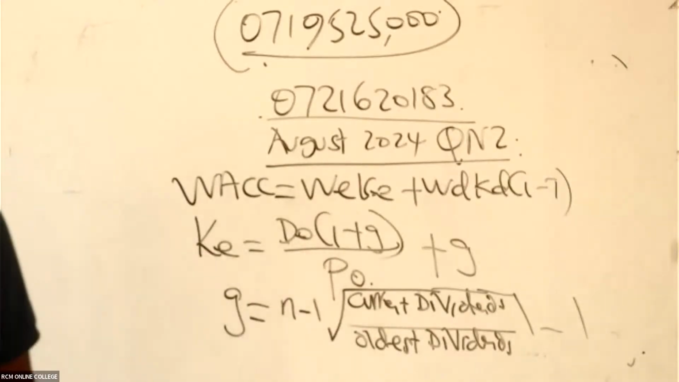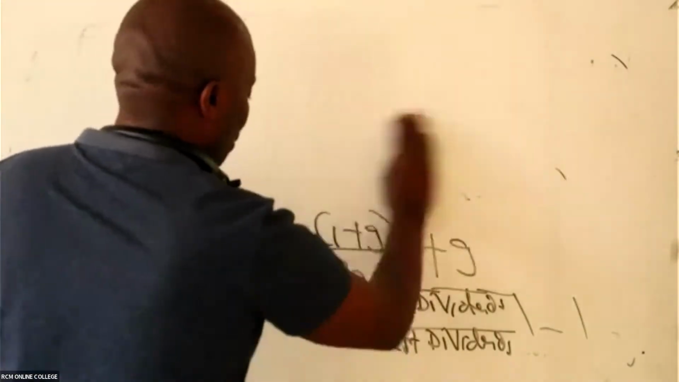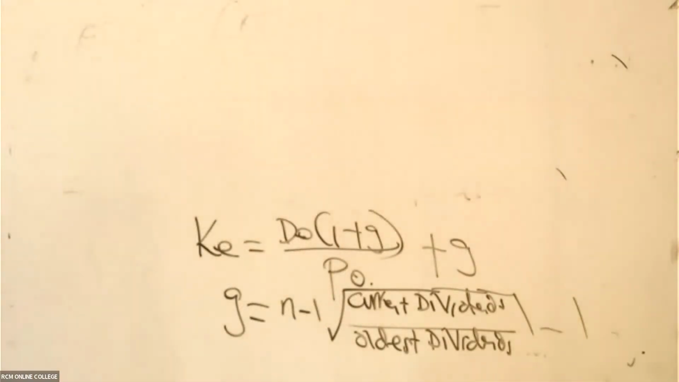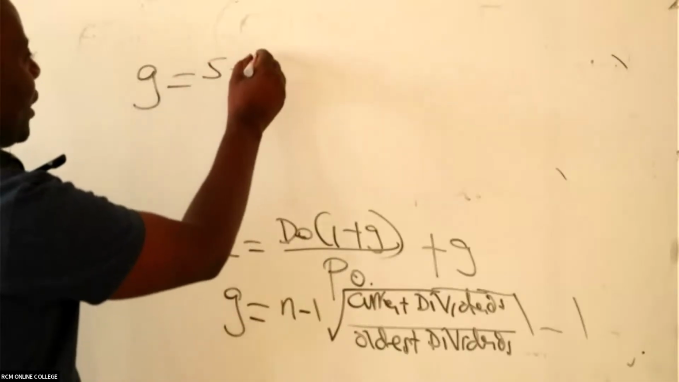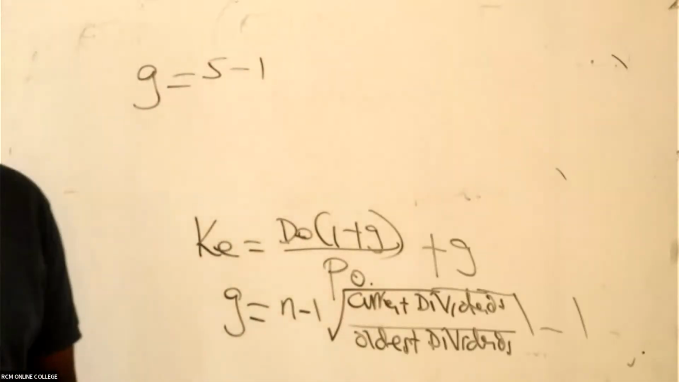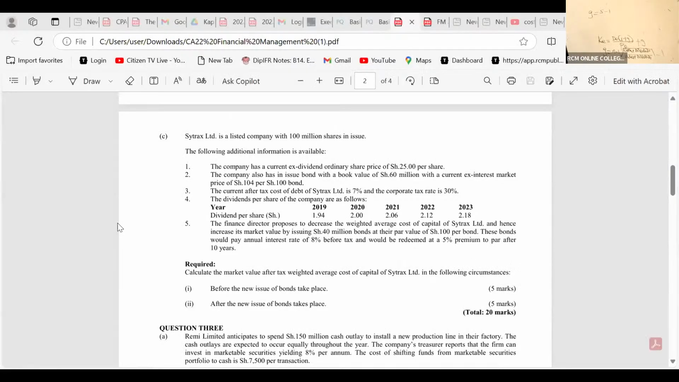So in that case, our growth rate here will be equal to what? I will go to those many powers that I have there. So G. Is there someone who is able to see that N is 5? Number of years, there are 5. So we have 1, 2, 3, 4, 5. 5 years. So you have to take away 1.